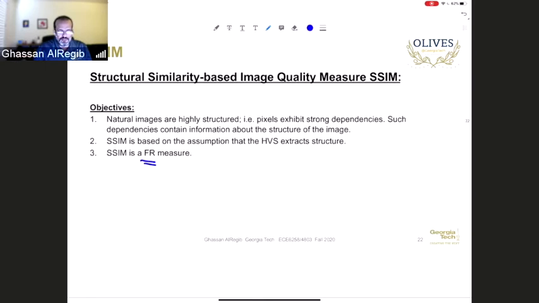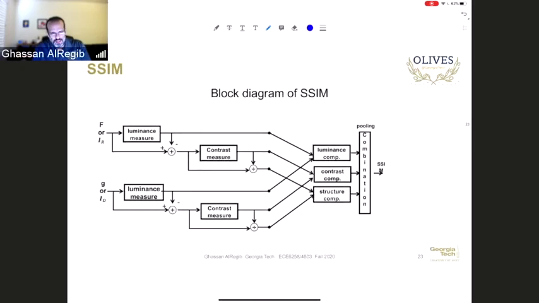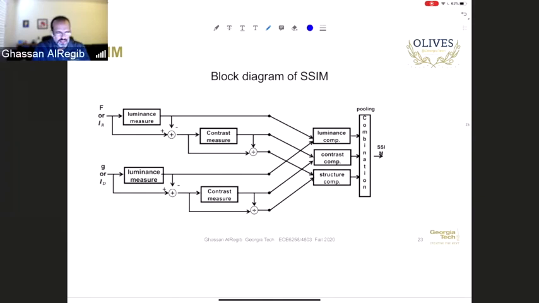The main concept is that the human vision system extracts structure. Structure is extremely important to the human vision system. So how can we measure that? Here's the block diagram for SSIM, and the detailed paper is posted on Canvas as well, for those who like to dig deeper into SSIM. So again, it's a full reference. This is our reference image. This is our degraded image.